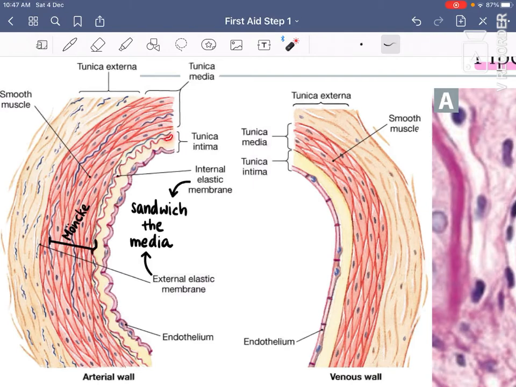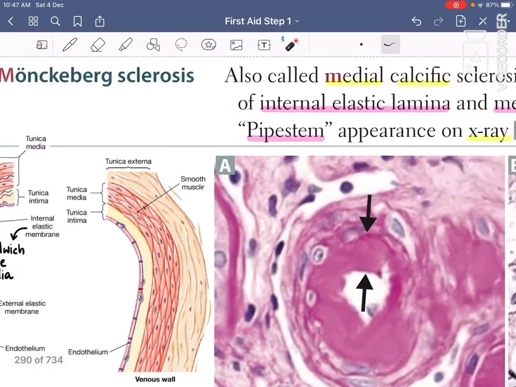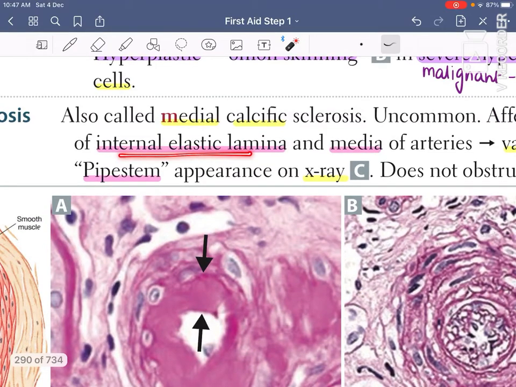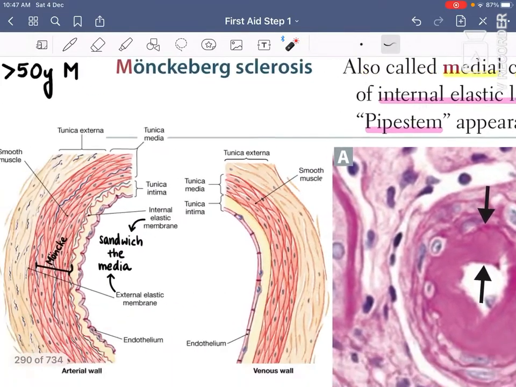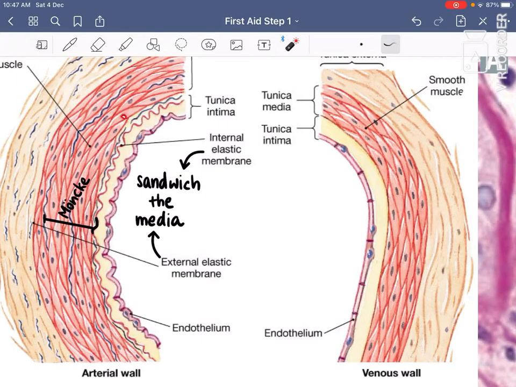So what Monckeberg sclerosis does is it starts from the internal elastic lamina and it goes outwards. That is, it covers the media. So it affects the internal elastic lamina and it affects the media. Since it's affecting these two, the tunica intima is not involved. Okay, that is very important. So this is not involved.